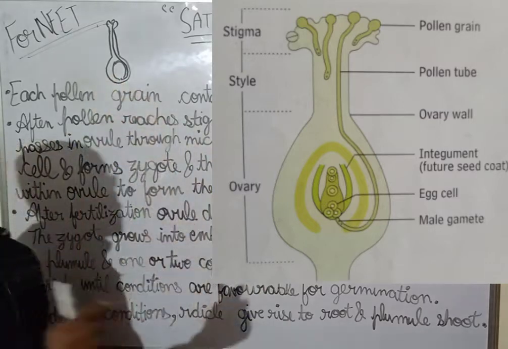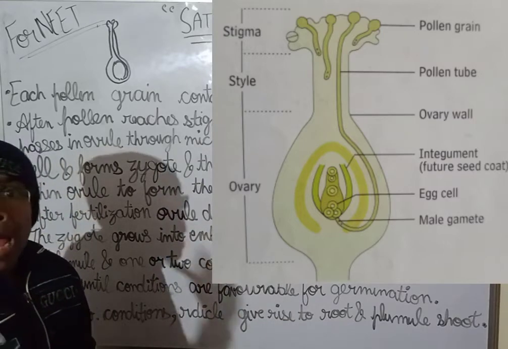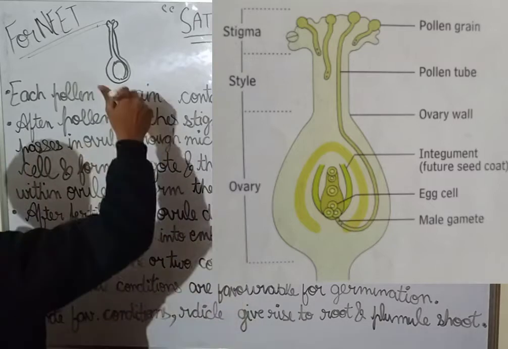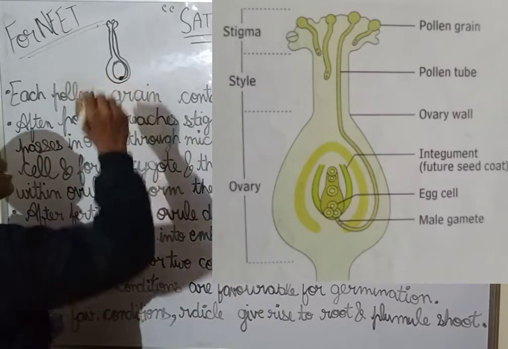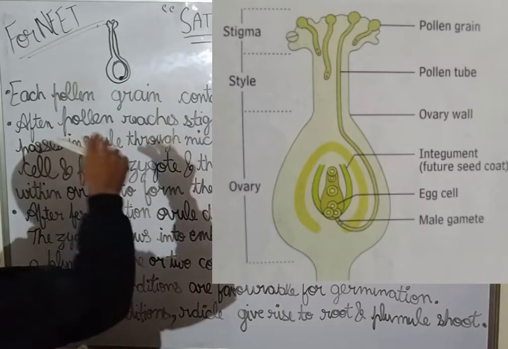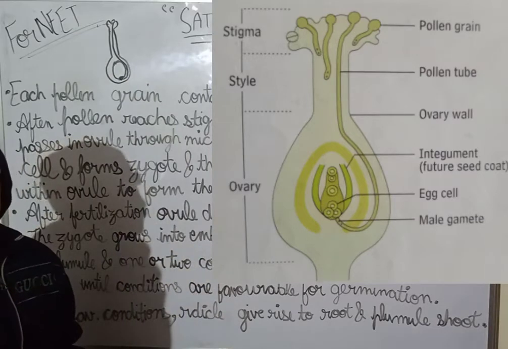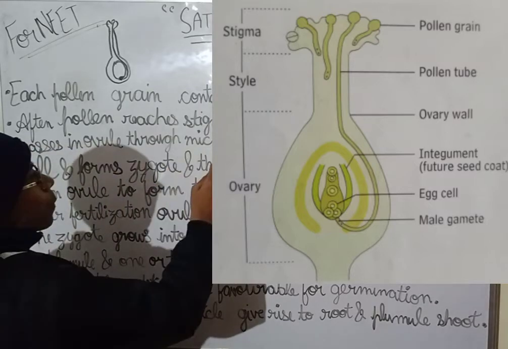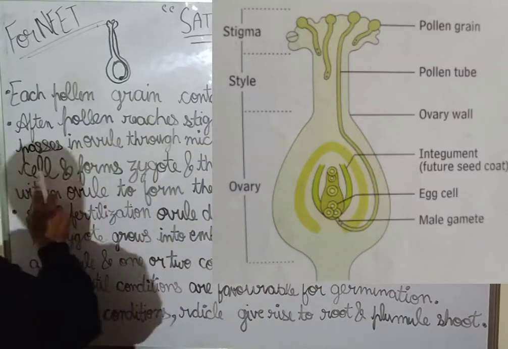This hole, from which the male gametes pass inside the ovule, is known as the micropyle. Okay guys, this is the portion through which the male gametes enter inside the ovule, and it is known as the micropyle. Now, one gamete fuses with the egg cell.